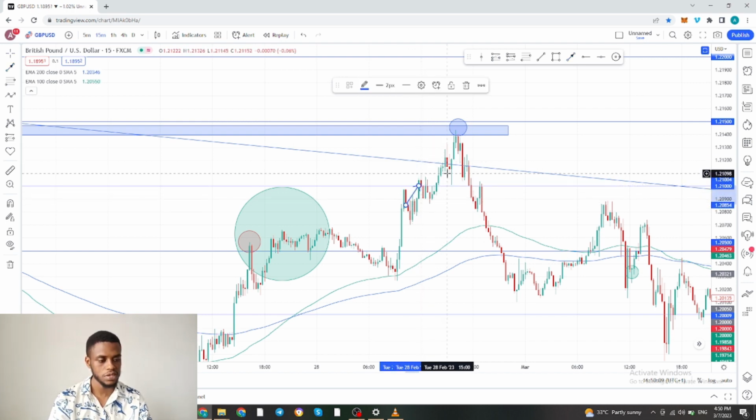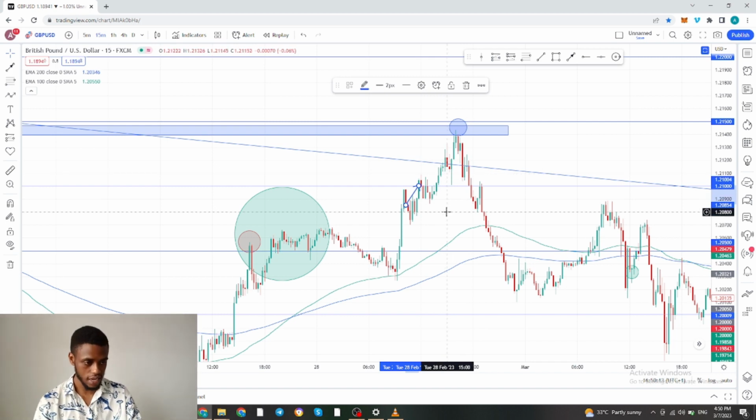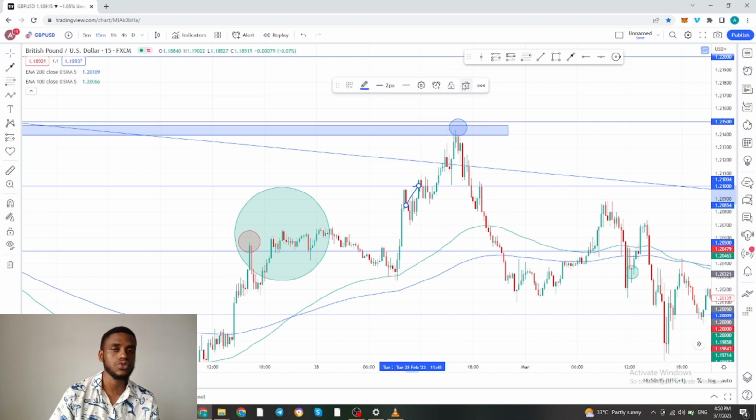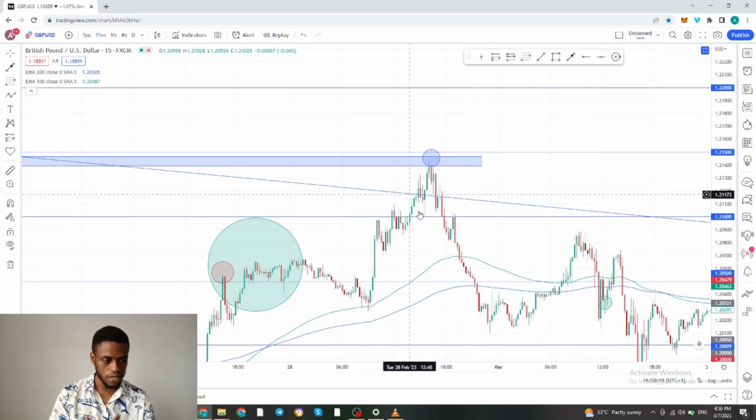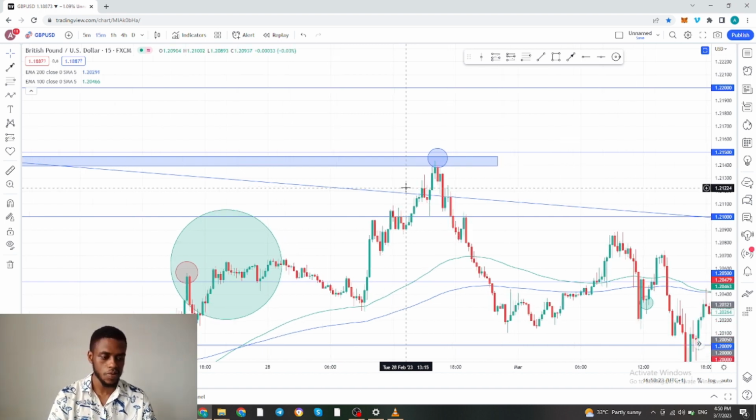Now the only reason why I'm not taking the trade from this area right here is because price hasn't touched my trend line. And since price hasn't touched my trend line, price hasn't given me the reason to get in here. So what I do is I just wait patiently, and then price touches my trend line right here.